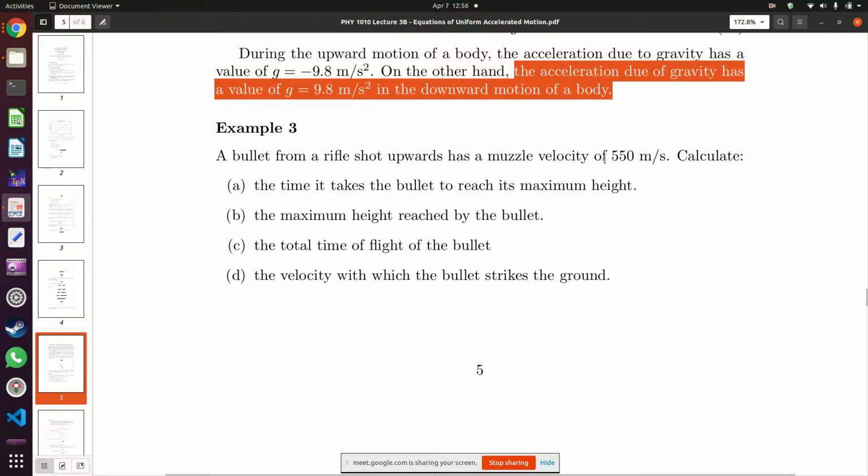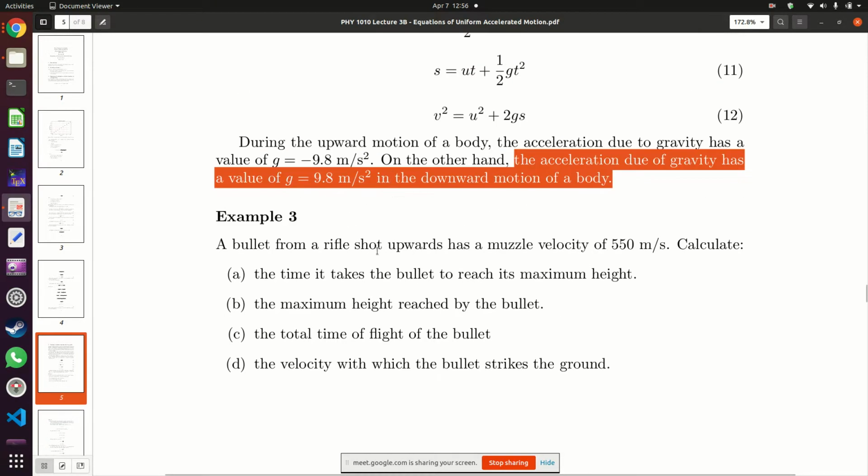So here, if you shoot a gun upwards, clearly the bullet is moving upwards, so it's moving away from the surface of the earth.